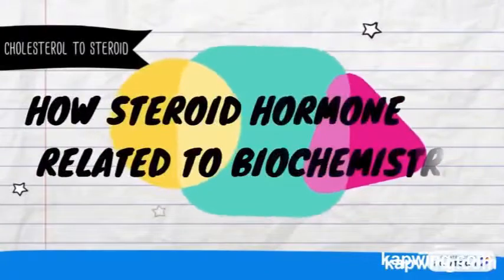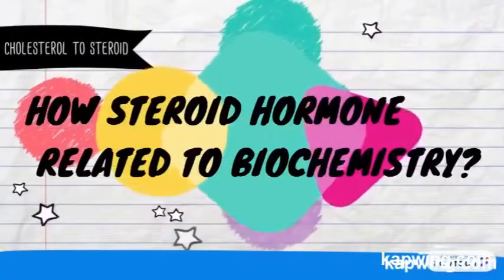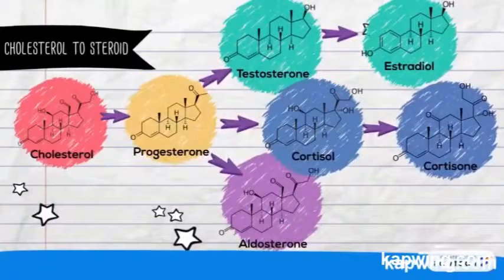Steroid hormones are hormones that derive from cholesterol. Biology is a subject where we learn about life science and living organisms, while chemistry is a subject where we learn about the scientific discipline that involves elements and compounds. Biochemistry is a combination of these two, and we will learn about the chemical processes that happen in living organisms or in our body.